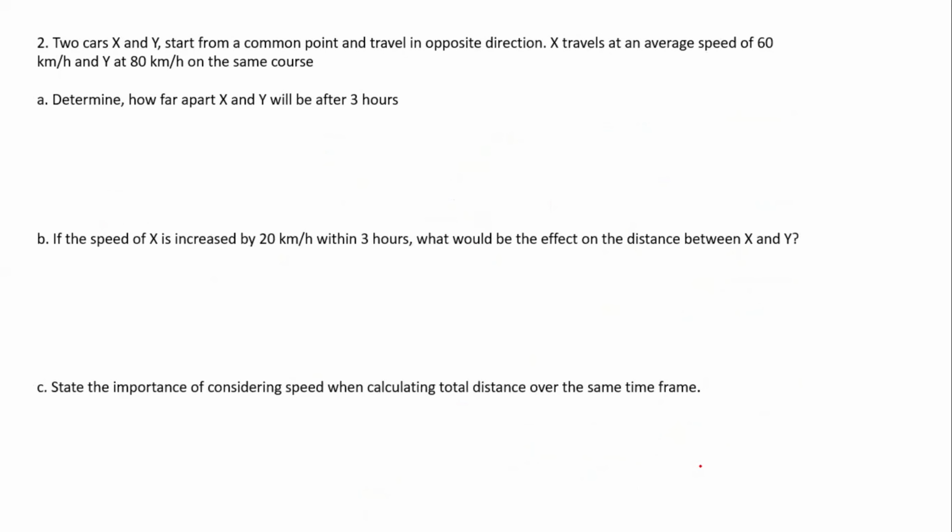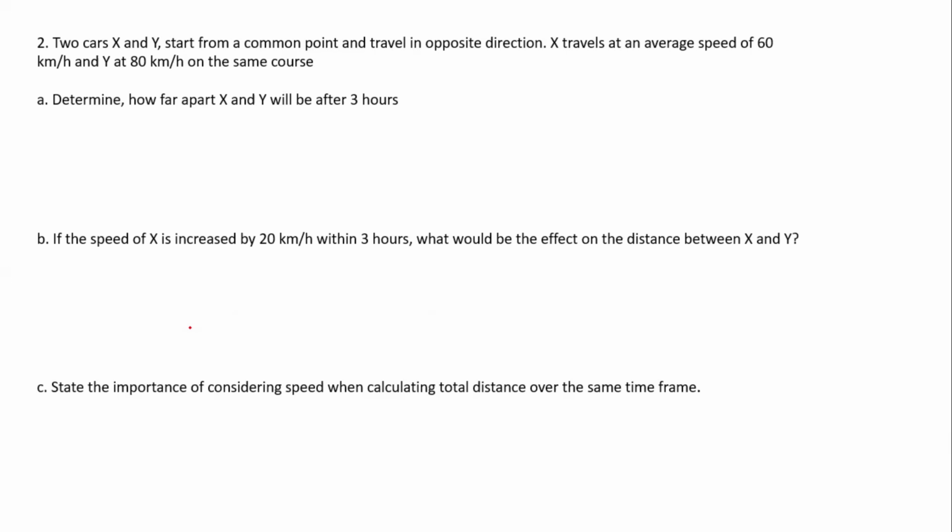Now, question 2 says two cars X and Y start from a common point and travel in opposite direction. X travels at an average speed of 60 km per hour and Y at 80 km per hour on the same course. Determine how far apart X and Y will be after 3 hours.